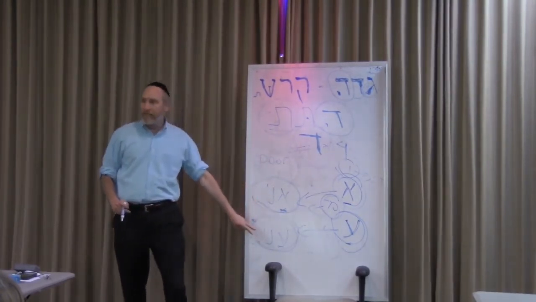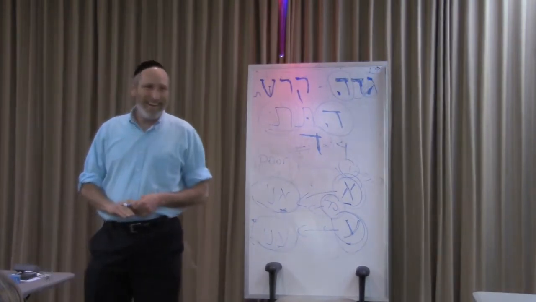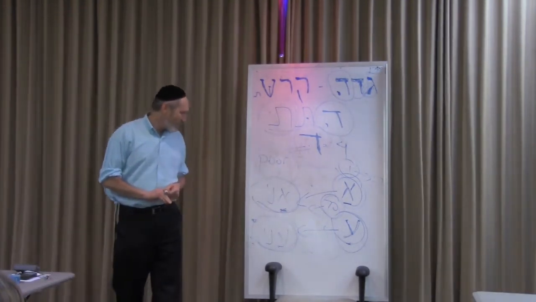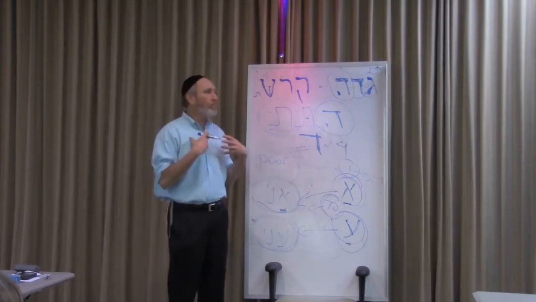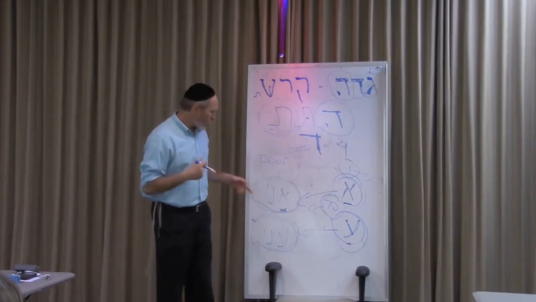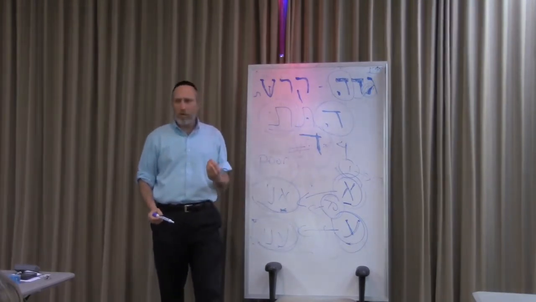Ani and Ali. I'm getting better. You just have to practice. Yeah. Ani and Ani. So this means I. That's the true me. So what's the flip side when I'm saying the word ani, which means poor?